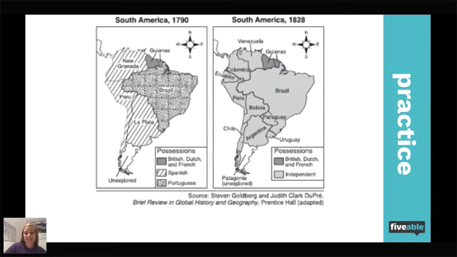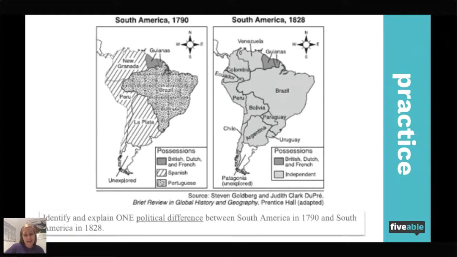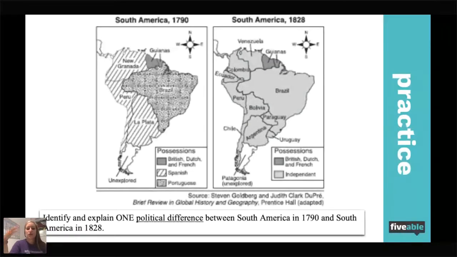So this is another question. It's not a multiple choice. This is actually a short answer question, because remember, we could be seeing secondary sources in some of our short answer questions as well. So this one says, identify and explain one political difference between South America in 1790 and South America in 1828. So if you wrote those things in the margins, this would be pretty easy to do. You could explain that after the era of revolutions, South America's territories went from European colonies to independent states. Very easy to do if you annotate it, right?